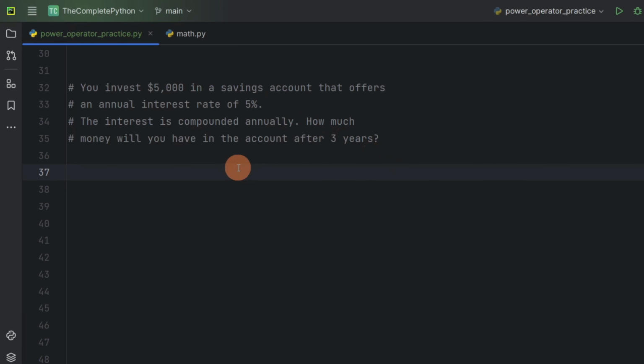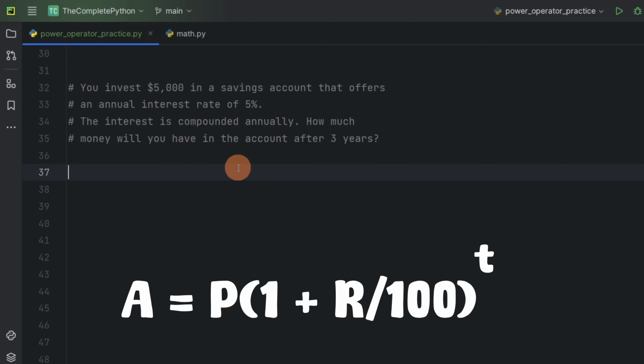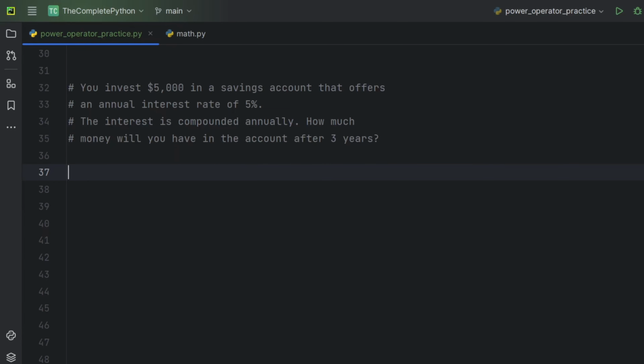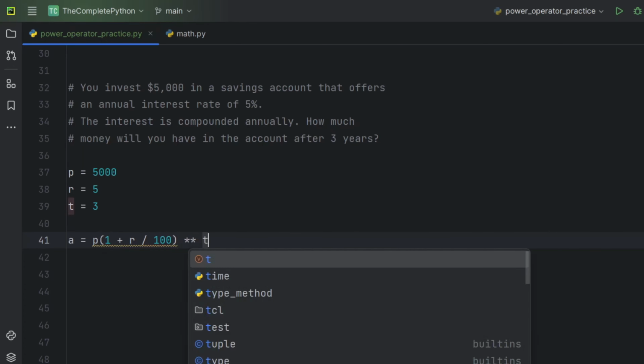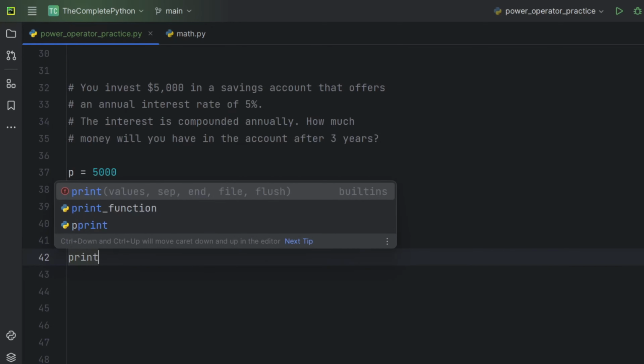In order to calculate the amount, we can use compound interest formula, which is principal multiplied by (1 plus rate by 100) the whole power time. Now let's solve this problem. Here principal, it is $5,000. The rate of interest, it is 5 and the time, it is 3. Now the amount, it will be principal multiplied by 1 plus rate divided by 100 the whole power time. Next, let me display the amount.